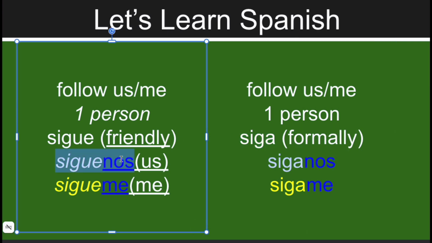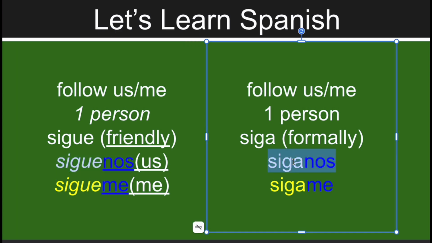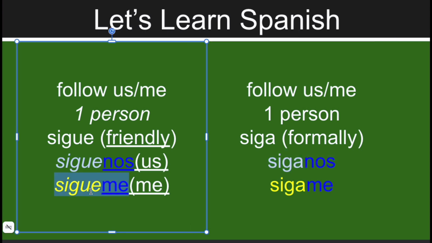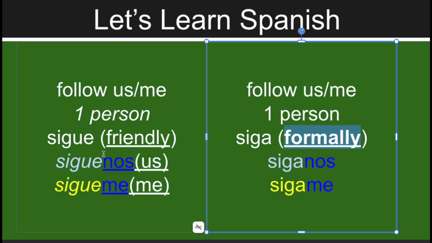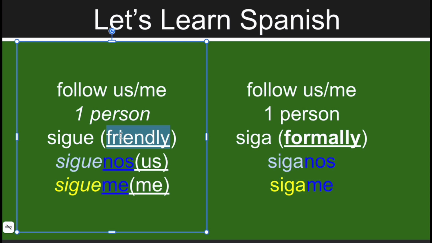Síguenos, follow us, one person. Síganos, follow us, one person. Sígueme, follow me, one person. Sígame, follow me, one person. But this one to the right is formally, remember. So this is formally. All right, formally, síganos, one person, follow all of us. Formally, sígame, one person, follow just me. Friendly, friendly. Síguenos, one person, friendly, follow all of us or us. Friendly, sígueme, one person, follow me.